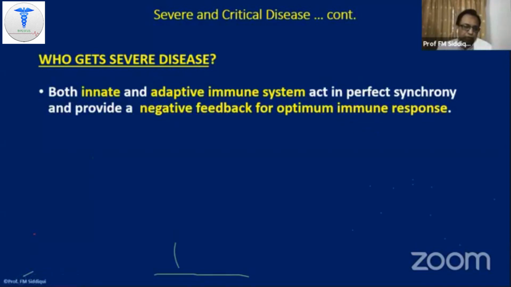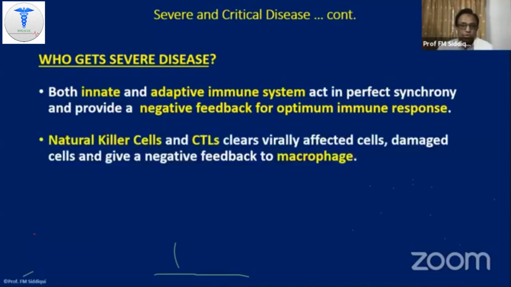This is very important for the body. Body cells have to understand when to stop. And everywhere in physiology, you will see that there is a negative feedback system prevailing, causing normal harmony of the body function.